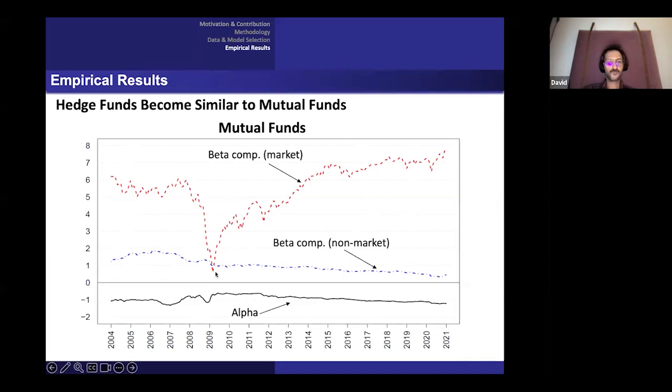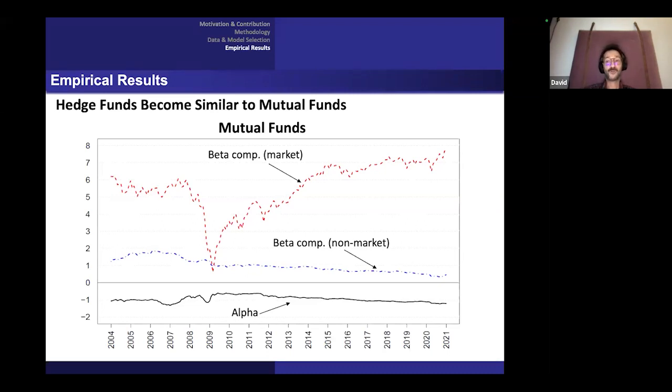And you see that for those funds, after the financial crisis, they got their performance from being a lot exposed to the market. You see also a very small beta component for the alternative factors, which in this case are size, high minus low, and momentum. So the takeaway from this plot is that it's pretty stable over time in terms of the alpha, it's negative, and the exposure to the market has increased since the financial crisis.